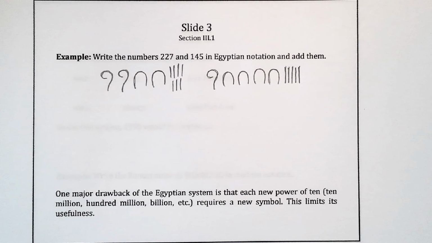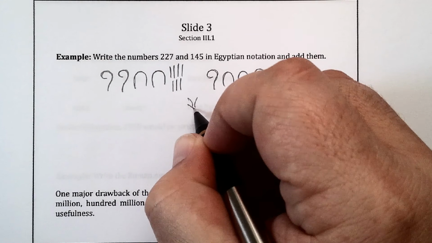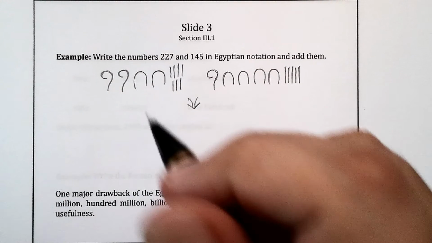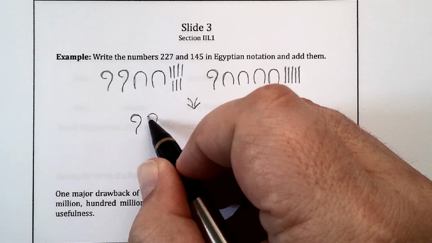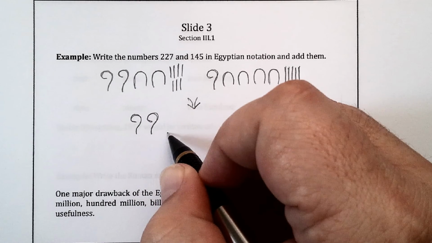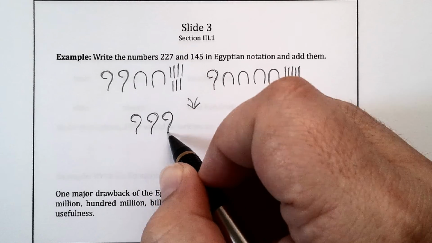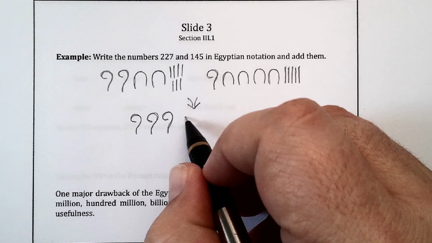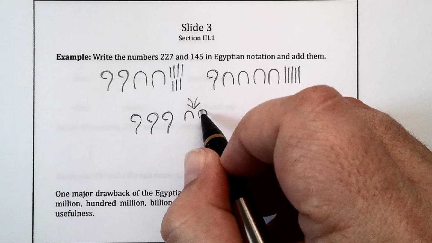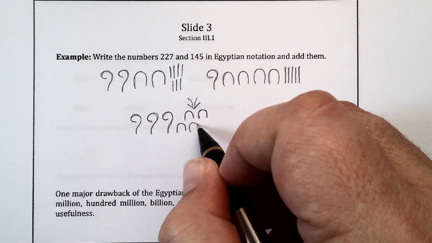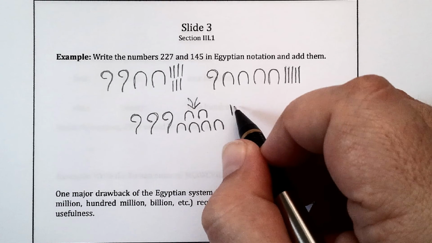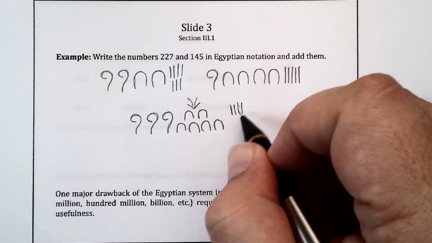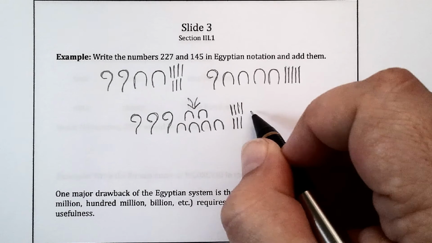Okay, so step 1 in adding these, I'm just going to put the 2 sets of symbols together. I'm not really going to worry about what this represents yet. We're just going to lump it all together. Now we have 3 scrolls and 6 yolks, and then 7 plus 5, or 12 staffs.